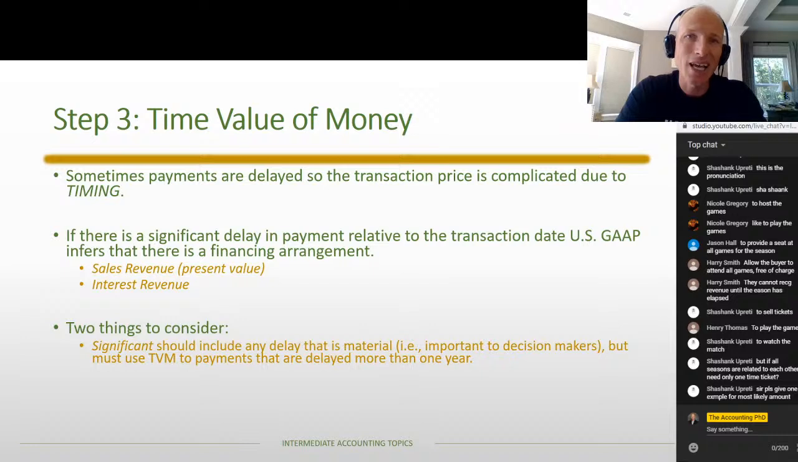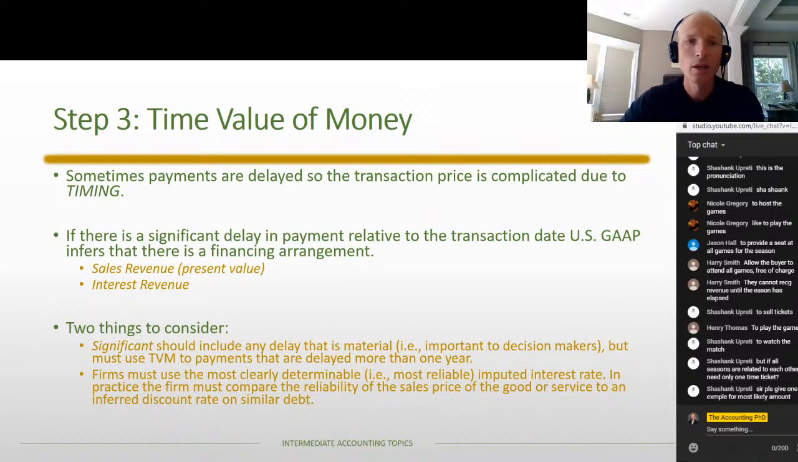If the delay is less than a year, there is judgment. If it's material, we should apply the time value of money. If it's immaterial, then we don't. So imagine that you just bill somebody with a payment in 30 days. That's fairly normal. No one's going to really care that there's a 30-day delay in payment. But let's say there's an 8-month delay in payment. Maybe that's material. Maybe it's not. And so that gets a little more fuzzy. But once you hit that 1 year mark, US GAAP basically says there's no more judgment. You must apply the time value of money.